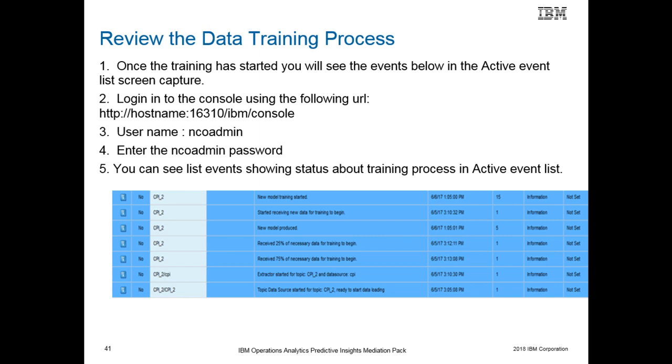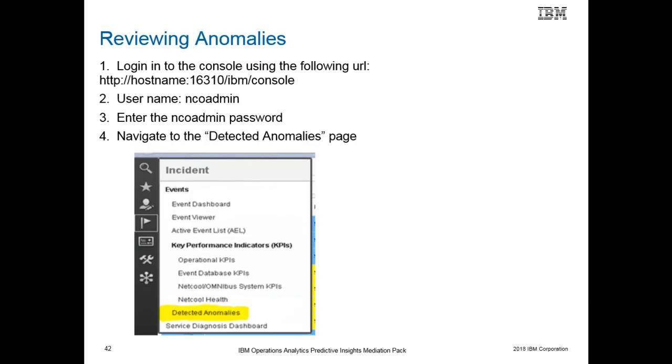After the data training process has started, you can check on the process by looking at the active event list as shown in the slide by logging into the event console and searching for the spectrum control events. Typically, the training process can take up to 2 weeks before the anomalies are accurately predicted.